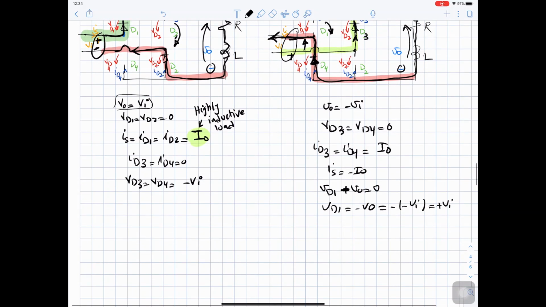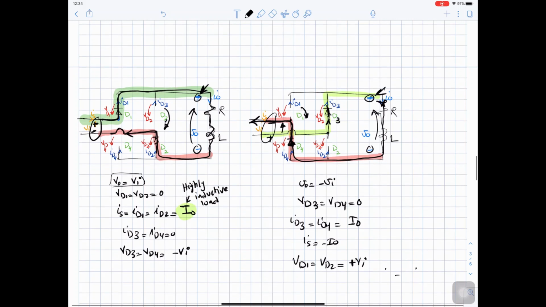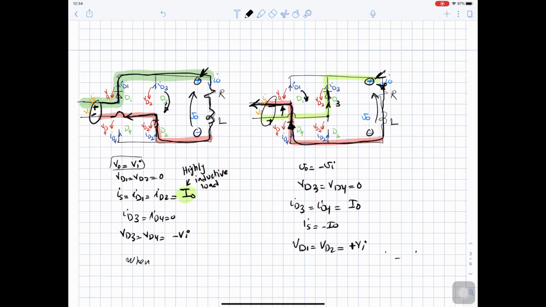So we can write down here. I will erase this equation. Now you know how we got it. So we can write down that V diode 1 equal V diode 2 equal to positive Vn, or negative Vn, positive Vn. So these are the expressions we have. The problem is we need to see when to apply these rules and when to apply these rules.